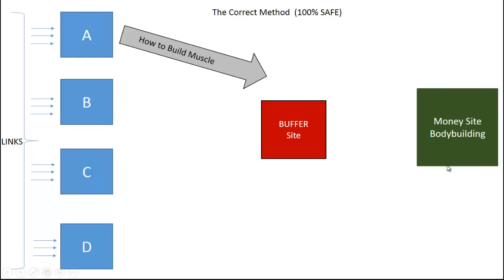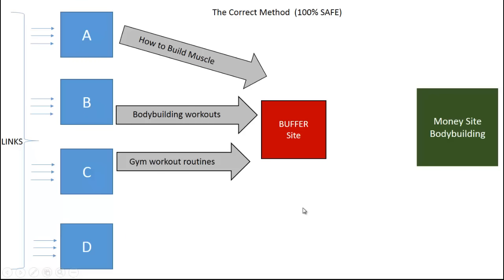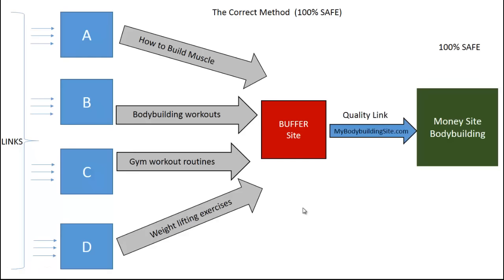So our money website is about bodybuilding. What we're going to do is link out from our private blog network or from our authority links to our buffer site using related terms based around our money site. So how to build muscle, bodybuilding workouts, gym workout routines, and weightlifting exercises. And then what we're going to do is link out from our buffer site to our money site, guys. And what happens here, guys, is we get one link only.